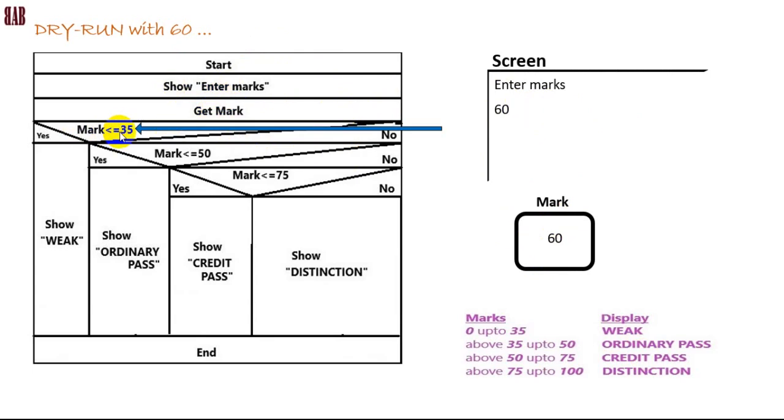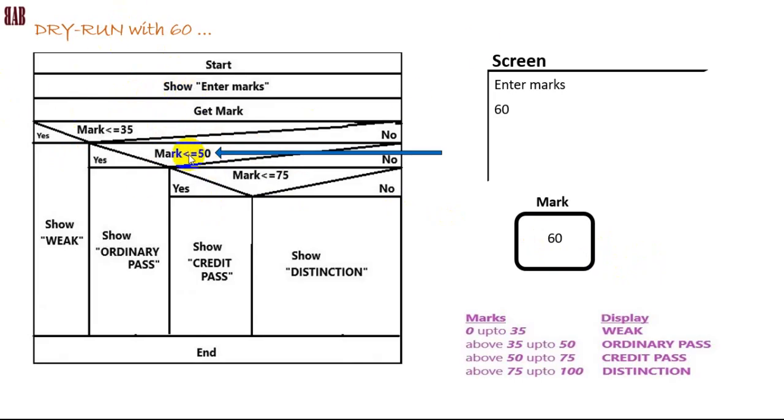Is mark less or equal to 35? No. It's not less, it's not equal. So this condition is false. So you come here. So if it is no, it's this side, right? This happens to be the next line, the next thing. There is a condition. Is mark less or equal to 50? That is also not true. It's not less. It is not equal either, because this is 60. We are checking against 50. So it's not equal nor less. So therefore this condition also is considered false.